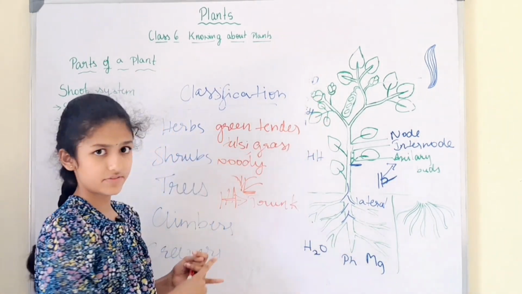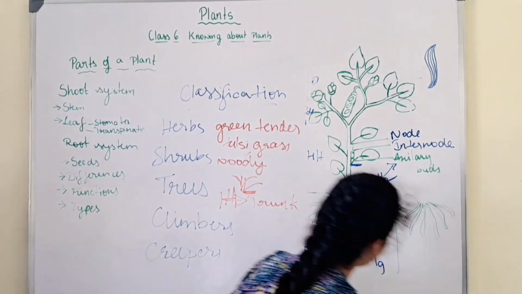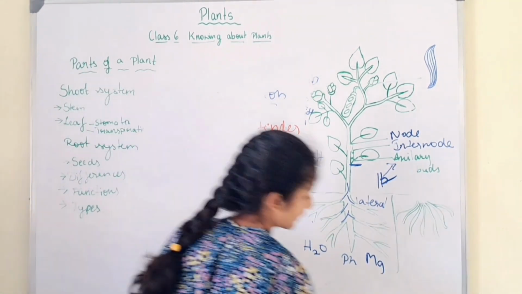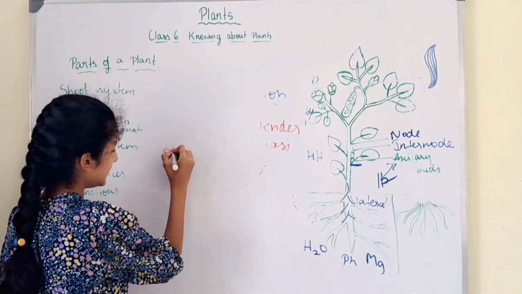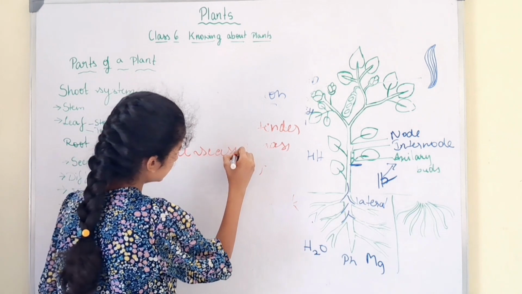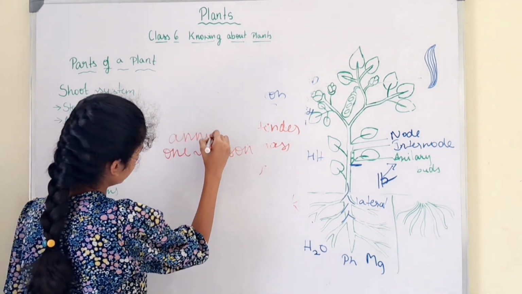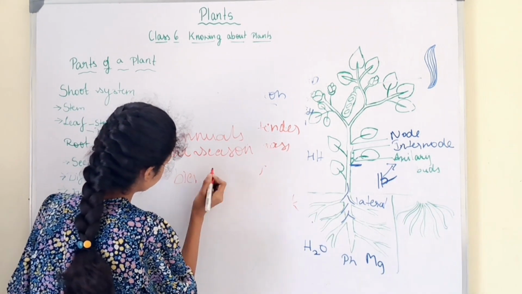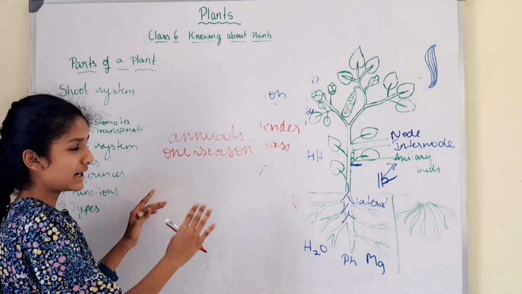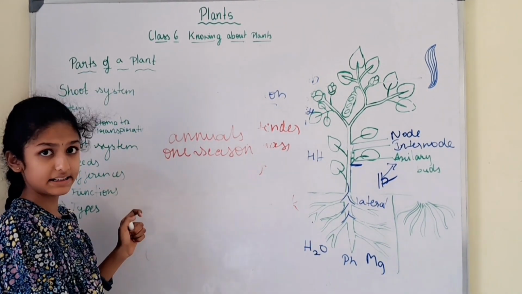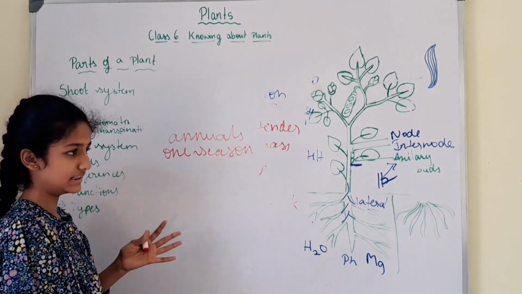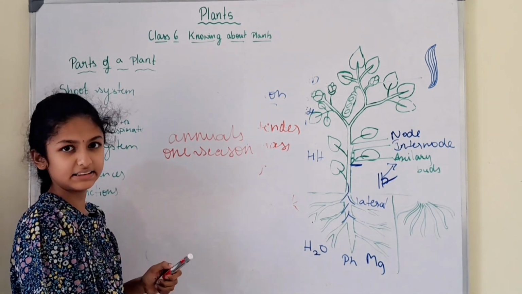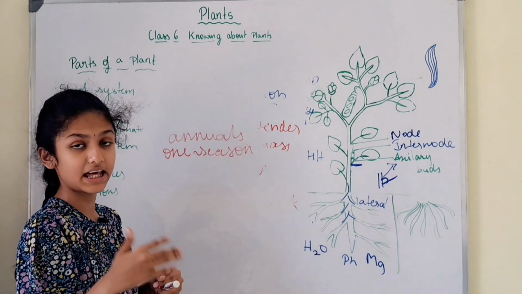Now we have seen about leaves also. And one more important thing is annuals, biennials and perennials. This is just like a lifespan of plants. If a plant lives for one season, it is known as annuals. If a plant lives for 2 seasons, it is known as biennials. And if a plant lives for many seasons, it is known as perennials. So these are the 3 different types of plants on the basis of seasons: for how many seasons will they be living?